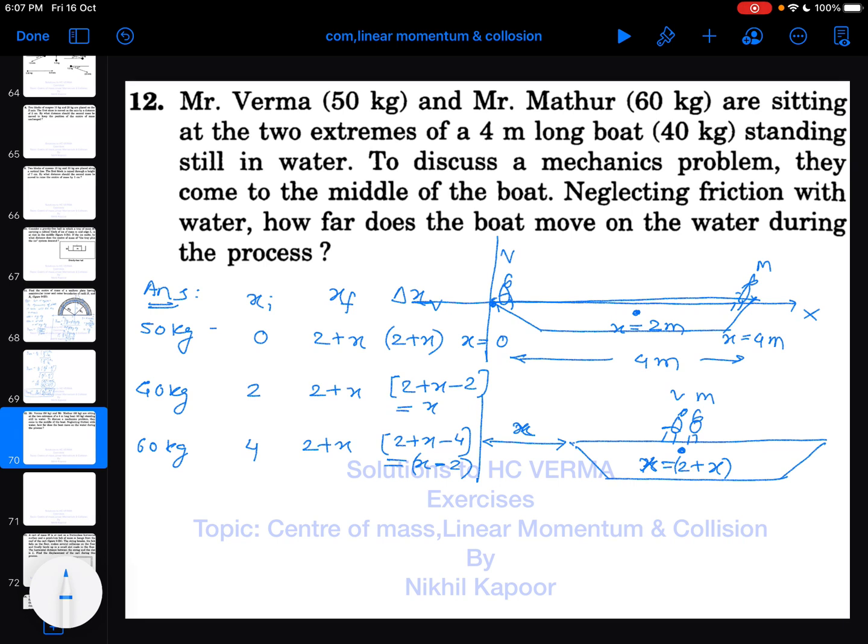So as we have got the displacement of Mr. Verma, the boat, and Mr. Mathur, I can say the displacement of the center of mass will be m1 delta x1 plus m2 delta x2 plus m3 delta x3, divided by m1 plus m2 plus m3. Now let's take the next page.